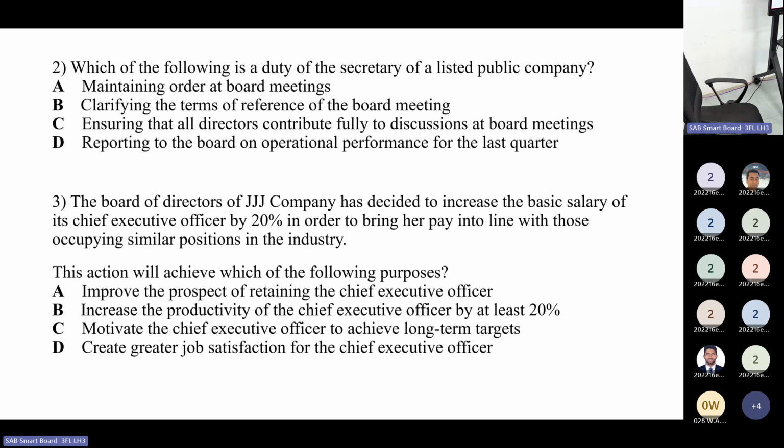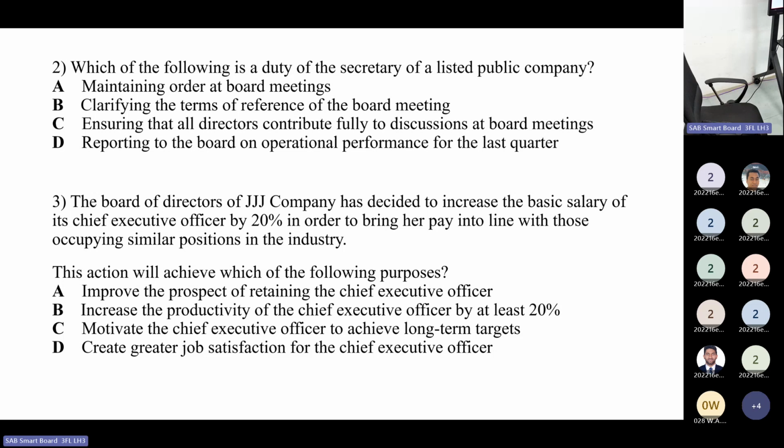What is the answer for this, guys? What's the answer? Huh? A. How many of you think it's A? One. And B.